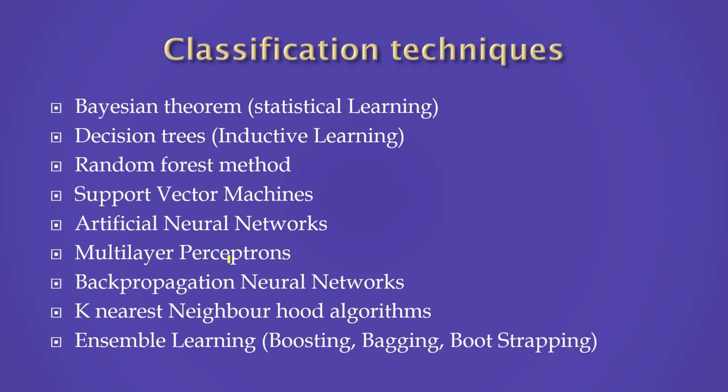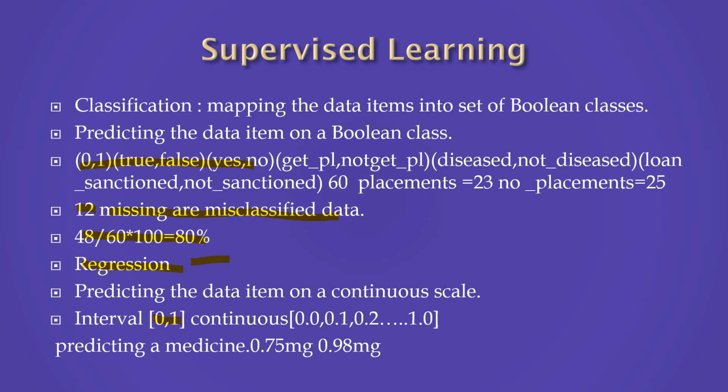Next, what are the various kinds of classification techniques? Supervised learning is divided into two types, as we have already discussed: the various kinds of regression and classification we discussed in the previous slide. So supervised learning is divided into two parts. One is classification that we have seen. Another one is regression. Classification is done on Boolean or categorical classes, but regression can be done on a continuous scale.